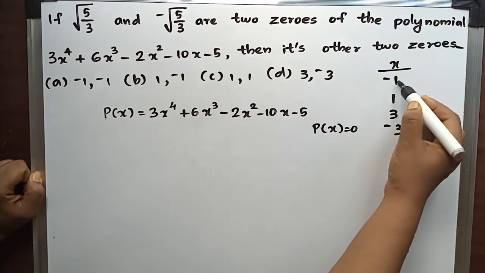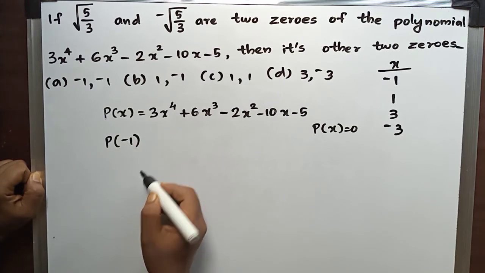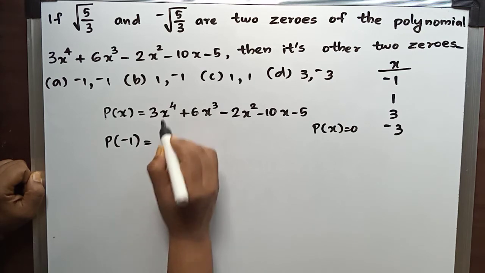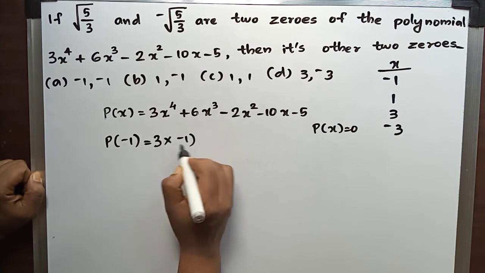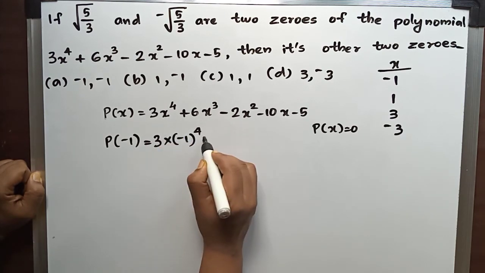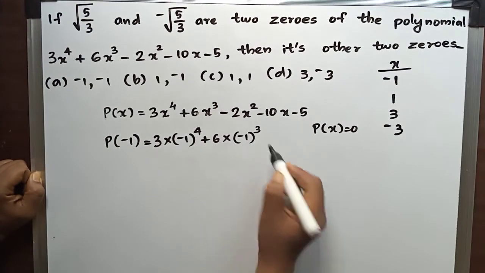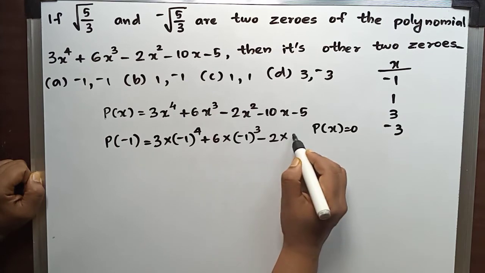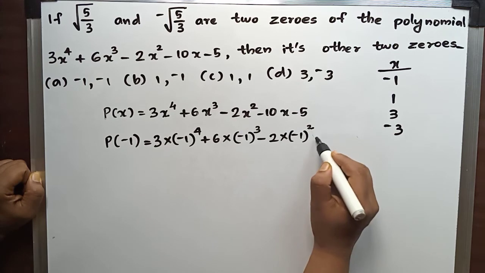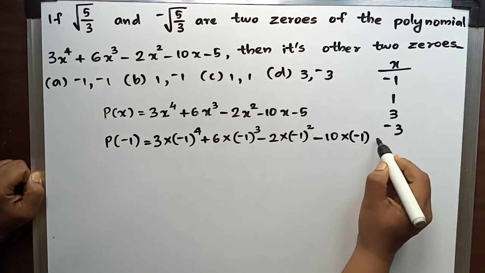So I am going to put minus 1 here, p of minus 1. Okay, x should be replaced by minus 1. So 3 into minus 1 raised to 4. See, x is replaced by minus 1. Then 6 into minus 1 whole cube, minus 2 into minus 1 square, then minus 10 into minus 1, minus 5.